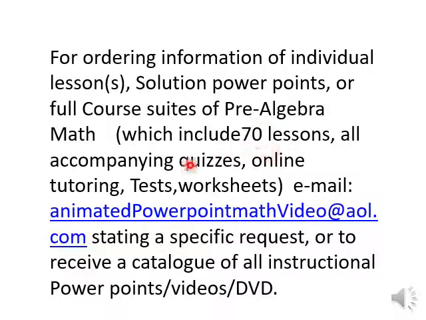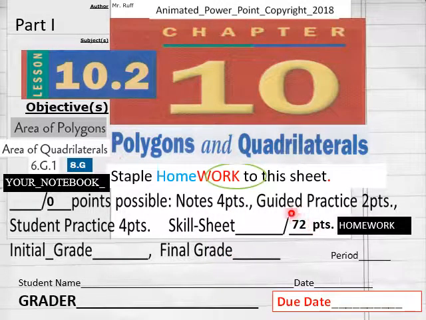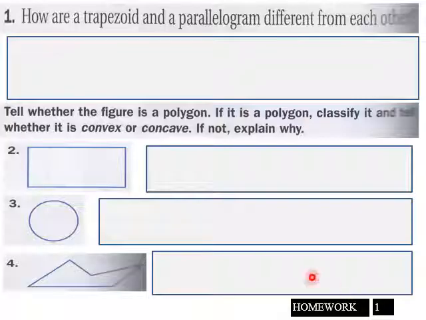Hello everybody, getting ready to do lesson 10.2 homework, part 1 for pre-algebra math today, and you got 72 points here. That is on your homework sheet. Have that out. Students, put your name, date, period, due date here. For my onliners, homeschoolers, page 1 of your homework, and this is a word problem here.